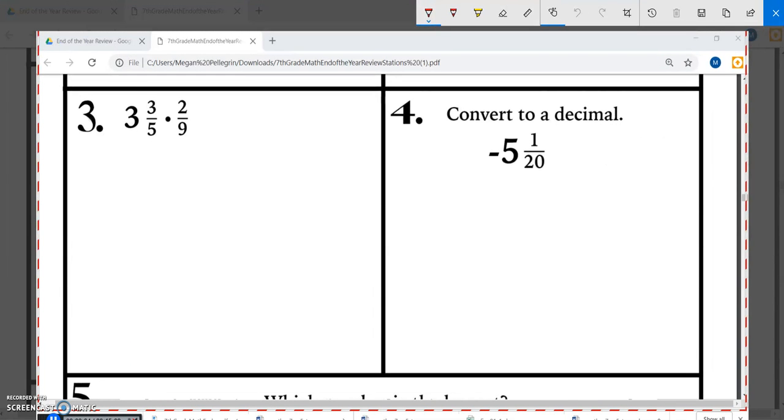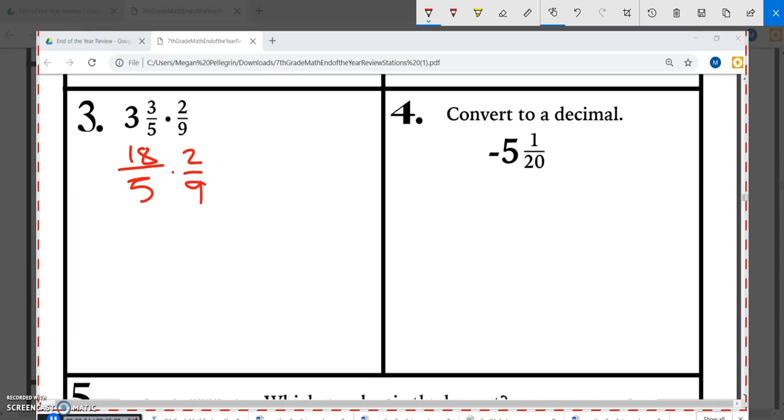So now we have a multiplication problem. Again, anytime we have any mixed numbers, we need to change them. So 3 times 5 is 15, plus 3 is 16, 17, 18 over 5 times 2 over 9, and no integers to worry about whatsoever. So we just need to multiply straight across.